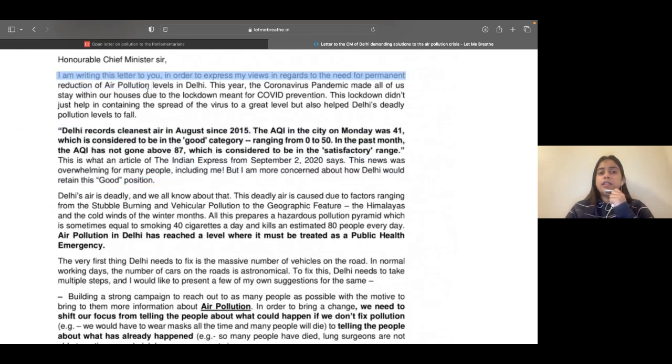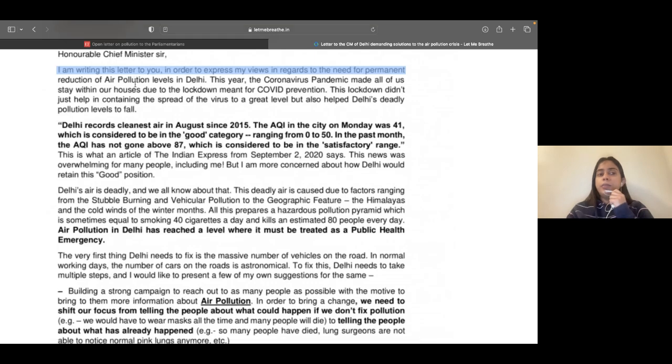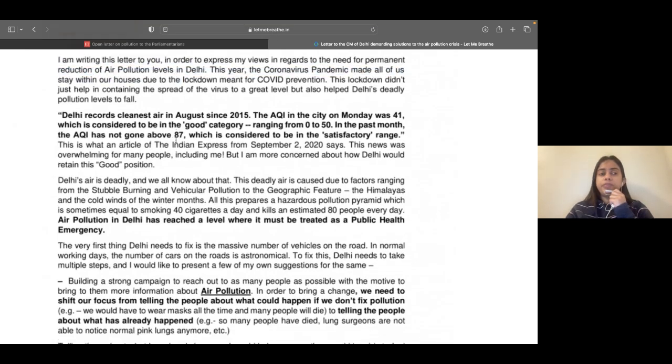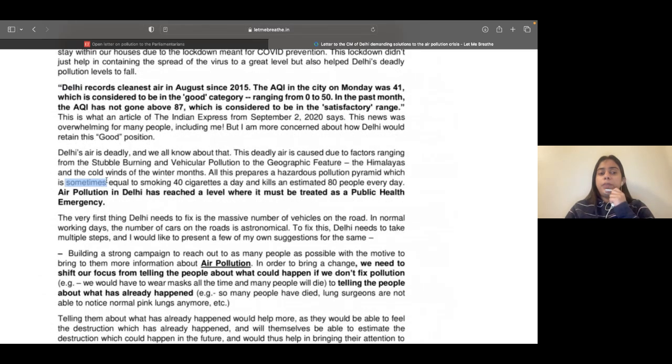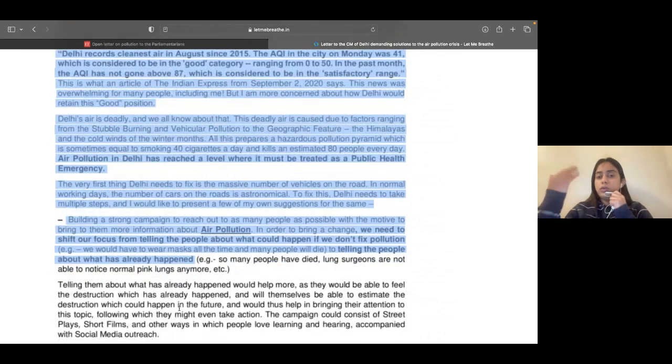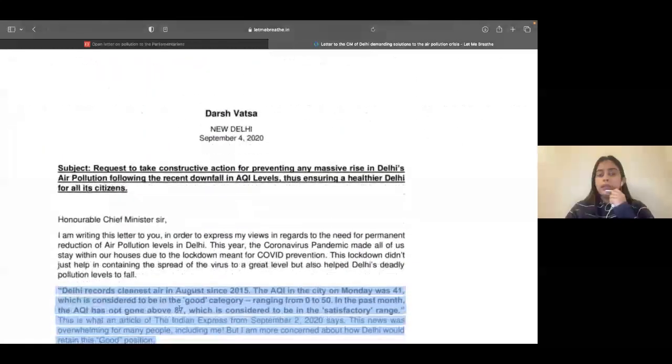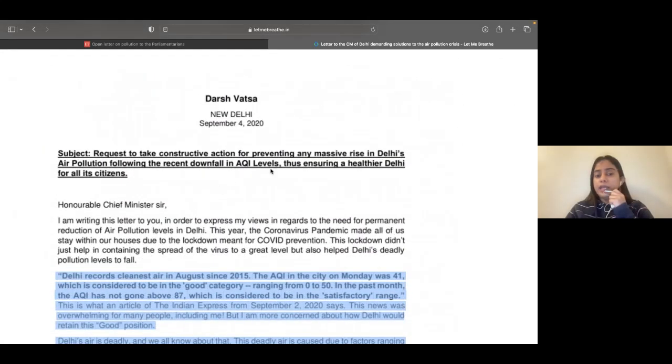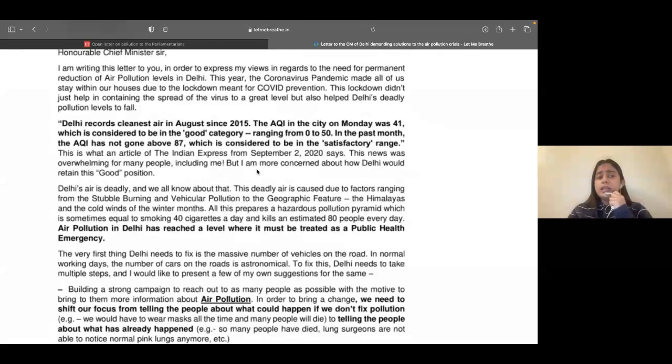So the first paragraph states the purpose as to why the letter is being written: I'm writing this letter to you to express my views regarding the permanent reduction of air pollution levels in Delhi. Then the second, third and fourth paragraphs give information as to what the person is talking about: that the AQI levels have recently fallen, and where this data is coming from. He has stated that he got this data from the Indian Express.